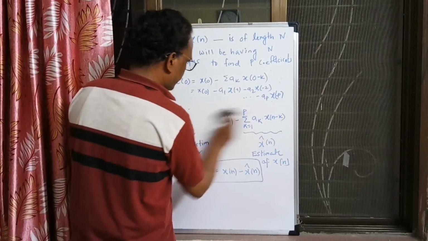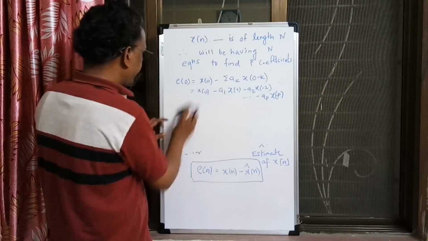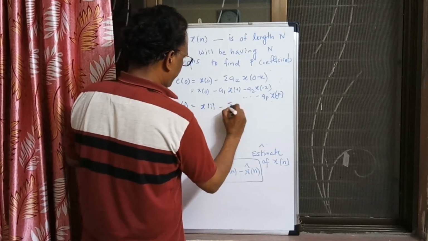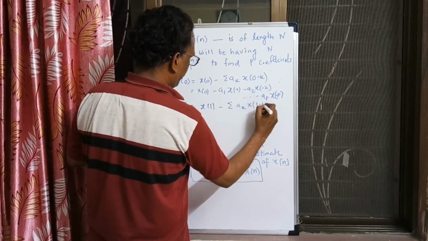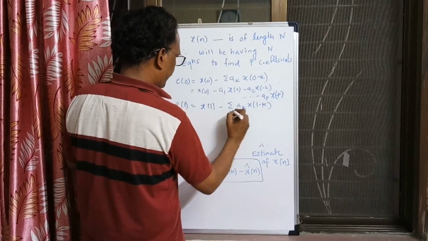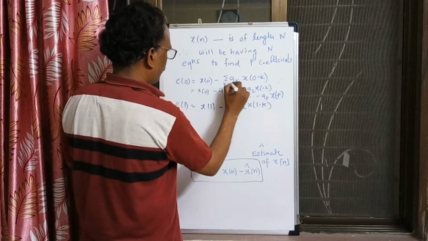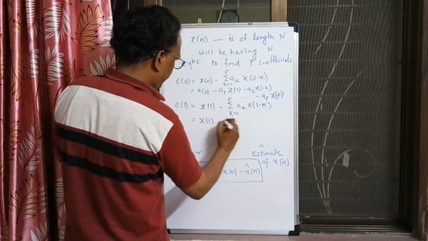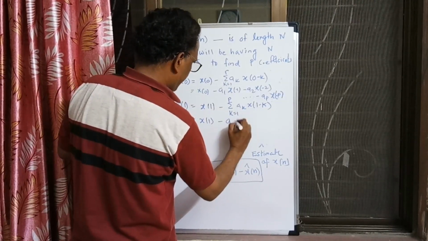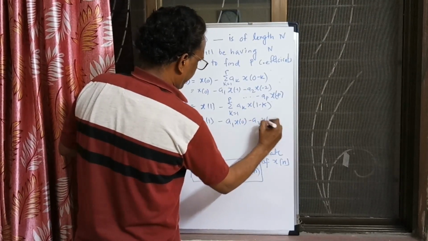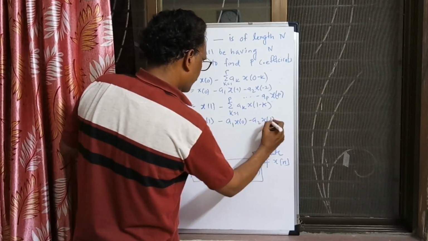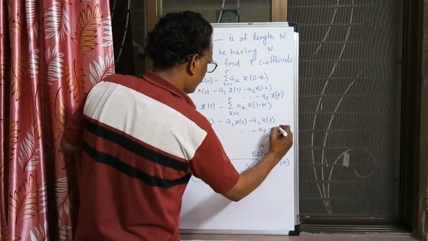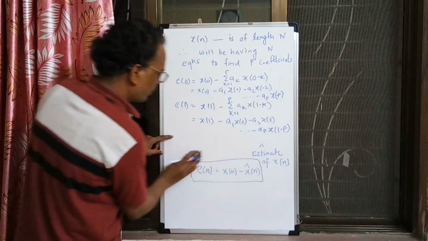Likewise, for different values of n, we get N equations. Let us write e1, which is x1 minus the summation ak x of 1 minus k, where the value of n is 1 and k equals 1 to p. If you expand, x1 is the current sample, expressed with respect to its past p samples: x1 minus a1 x of 0 minus a2 x of minus 1 and so on, minus ap x of 1 minus p. So this is the equation for n equal to 1.